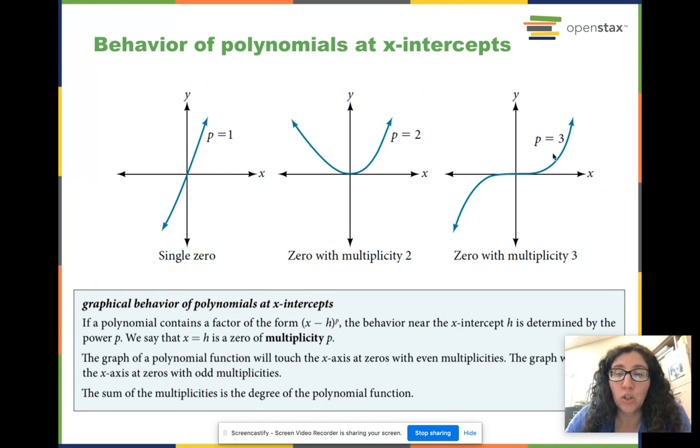So these are both odd. This one just crosses directly. This one flattens out a little bit, and a power of 5 or 7 would be more and more flat. But they still just cross at that one point. So the main thing is whether it's even or odd, whether it touches or crosses the x-axis.